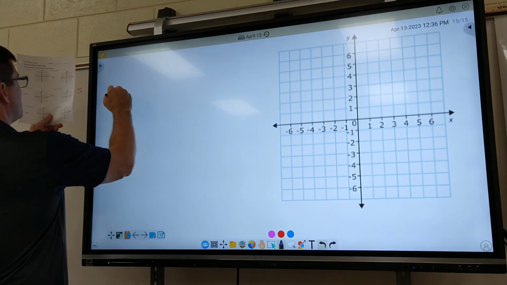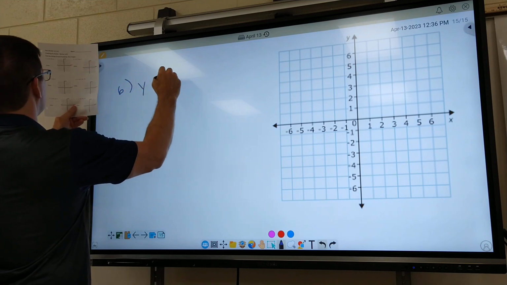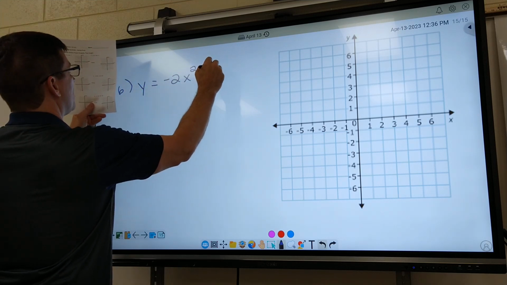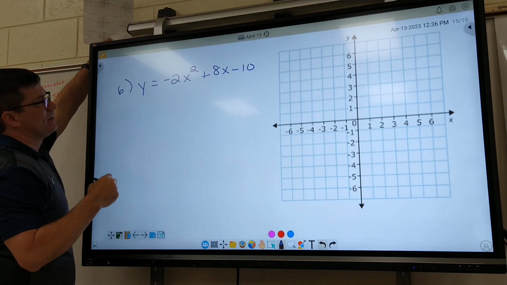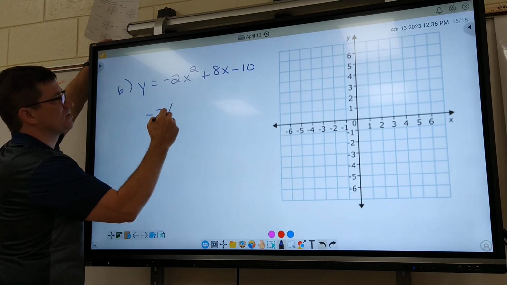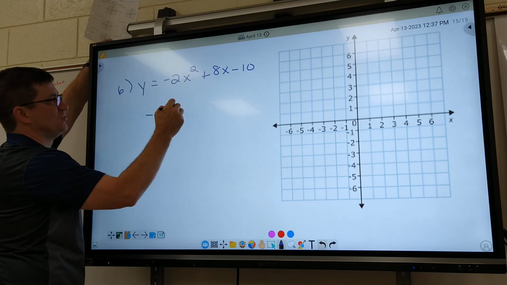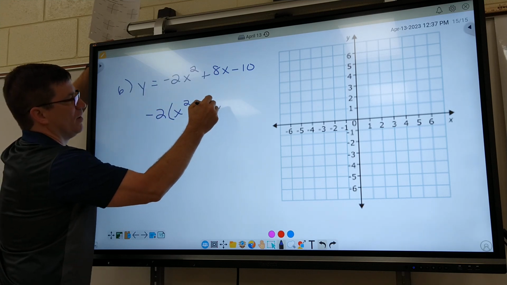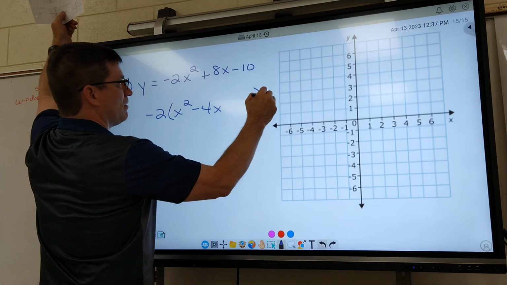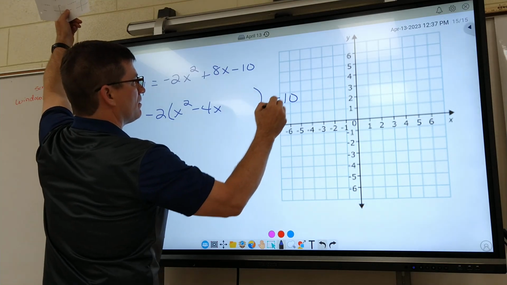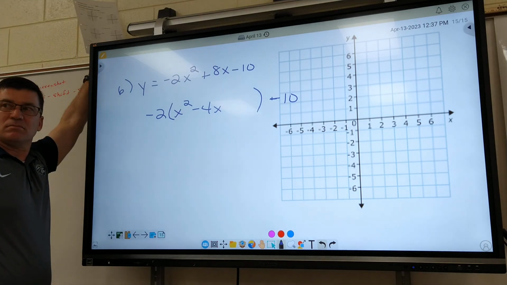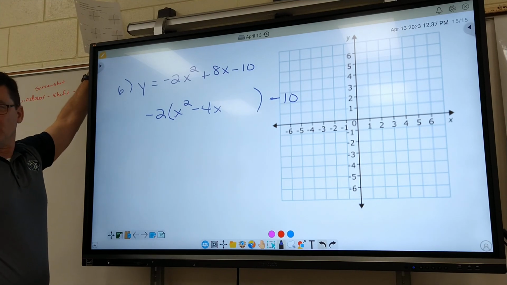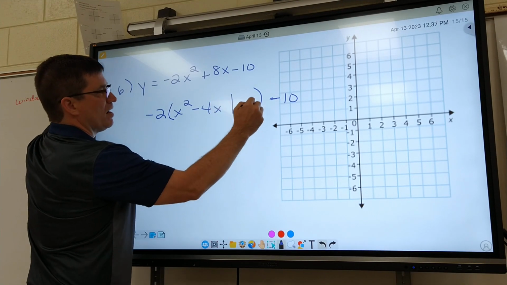All right, number 6. We got y equals negative 2x squared plus 8x minus 10. Jaden, what do I divide everything by? Negative 2. Negative 2. So that's going to give me 8 divided by negative 2. That's negative 4x right there. We do change the sign or don't? When we... 8 divided by negative 2 is negative 4. All right, what goes in the box now?